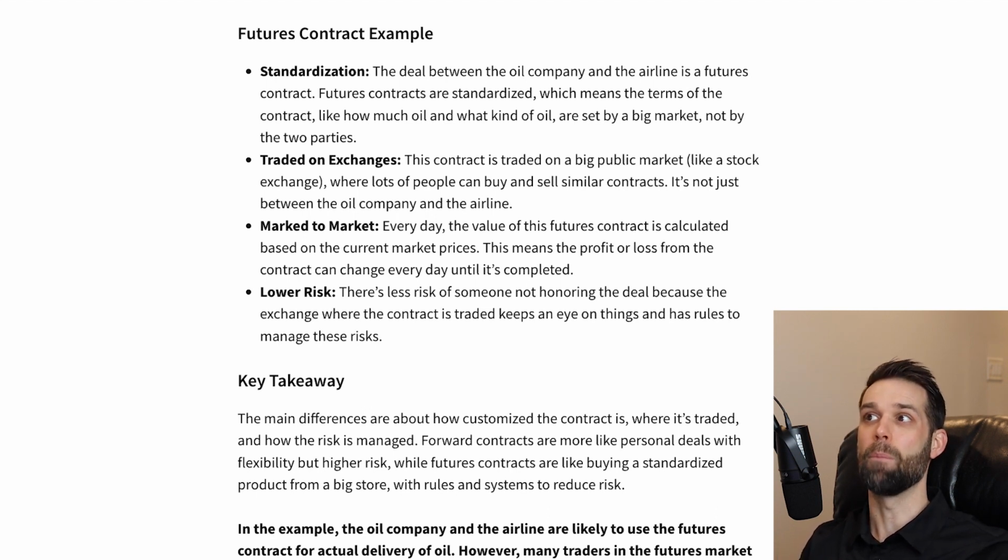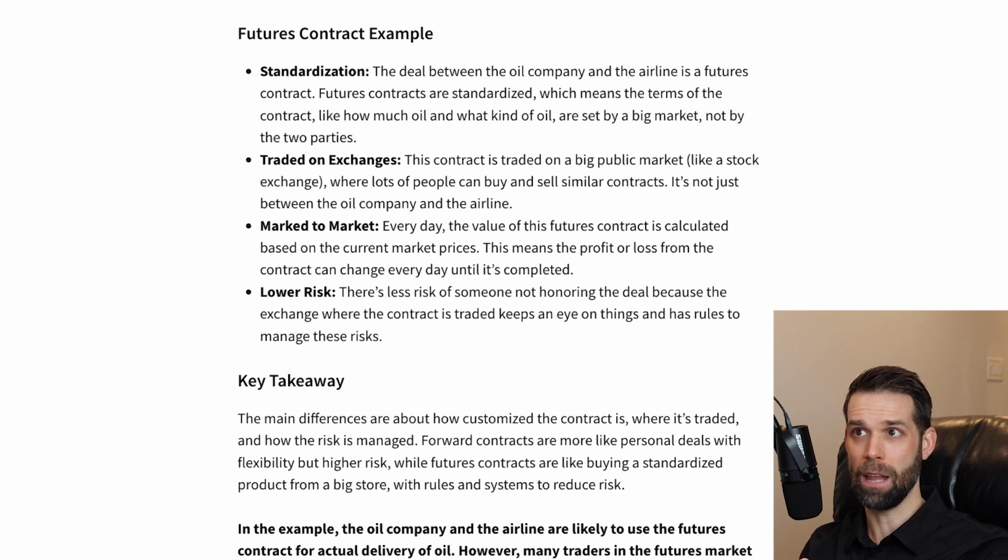They are set by a market, not by the two parties. These are traded on exchanges. So this contract is traded on a big public market like a stock exchange where lots of people can buy and sell similar contracts. So it's not something that can just be sold between the oil company and the airline. Mark to market: every day the value of this contract is calculated based on the current market prices. And then there's lower risk.